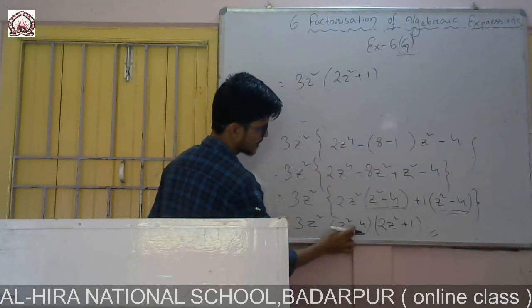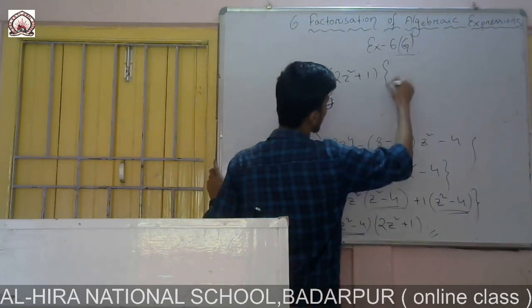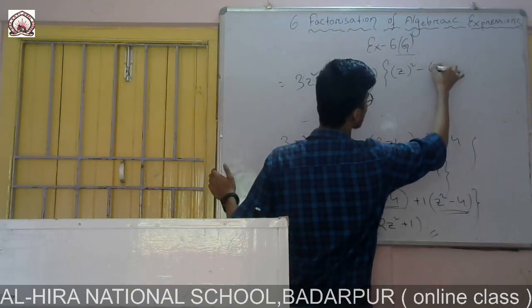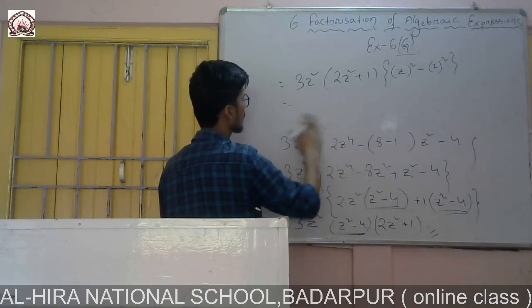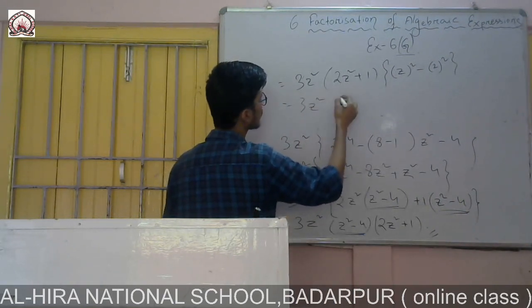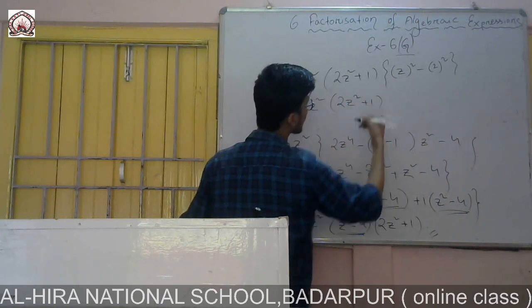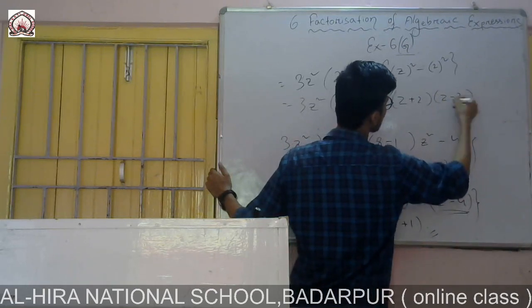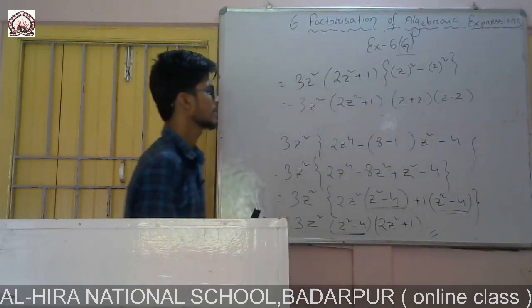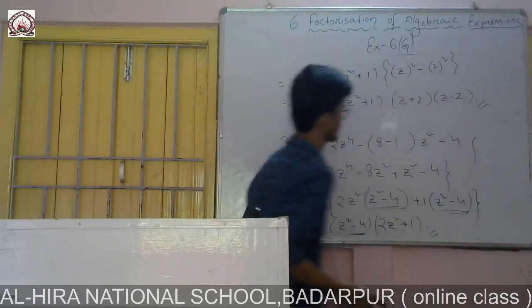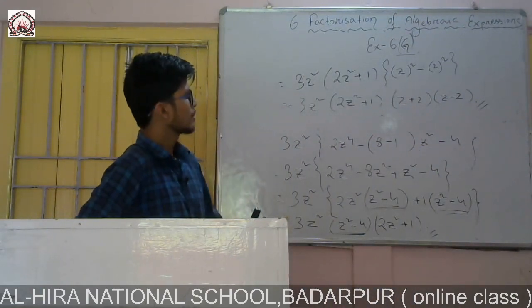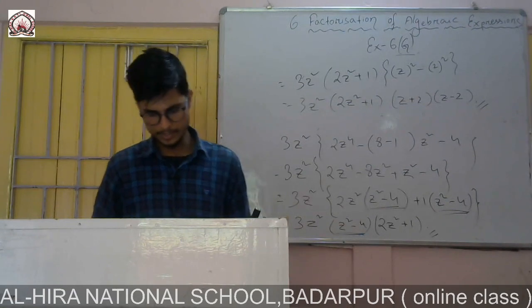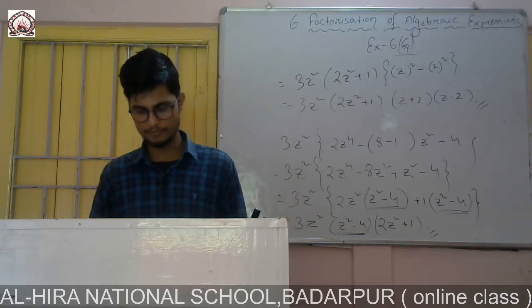After, you see here z square minus 4, this one you can write as z square minus 2 square. Since we are factorizing, that means we have to calculate everything, so 2z square plus 1 and z square minus 2 square will be z plus 2 and z minus 2. So now the answer will be 3z square, 2z square plus 1 and z plus 2 and z minus 2.